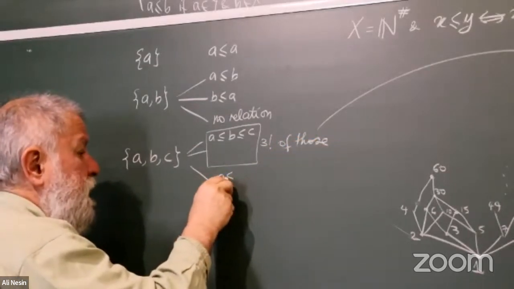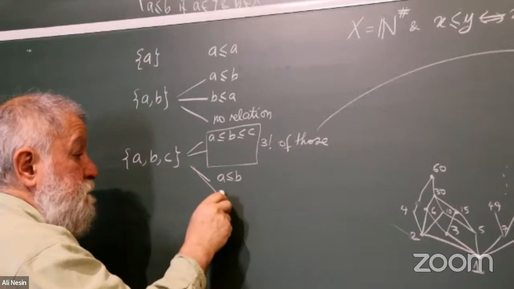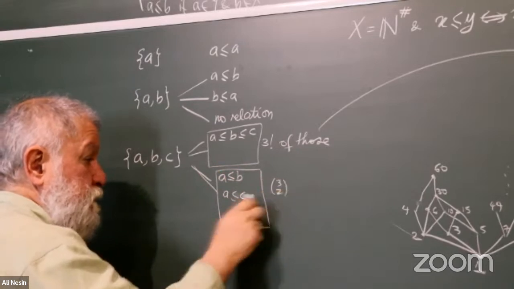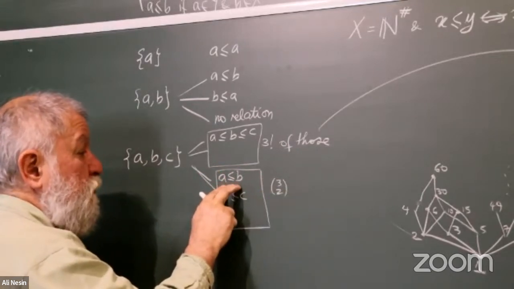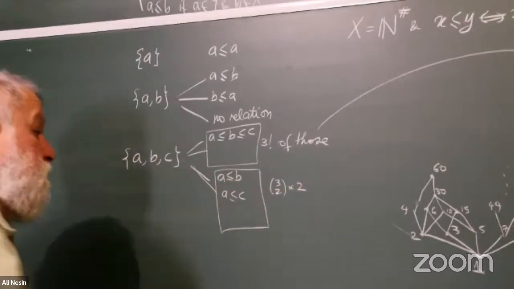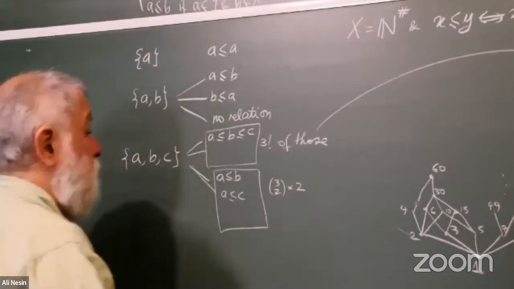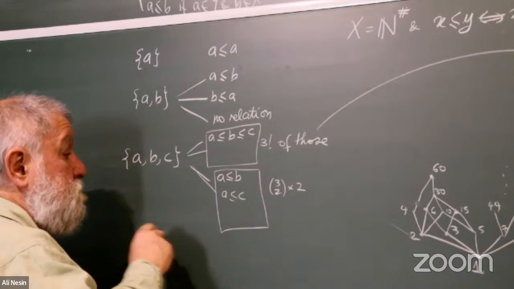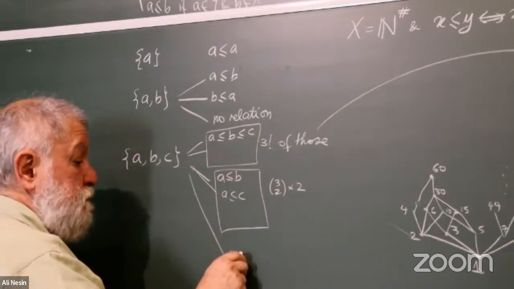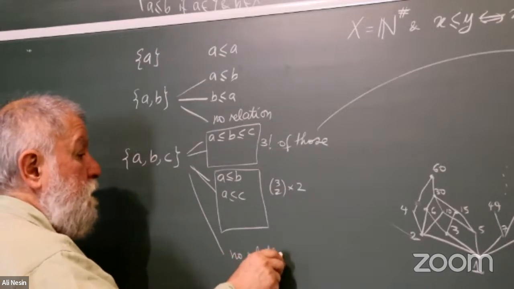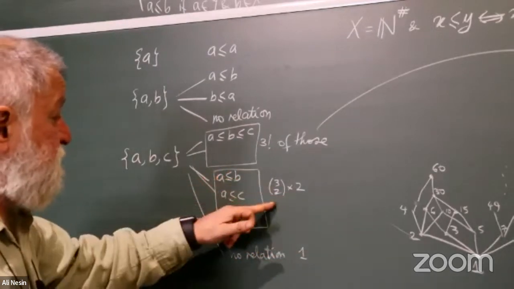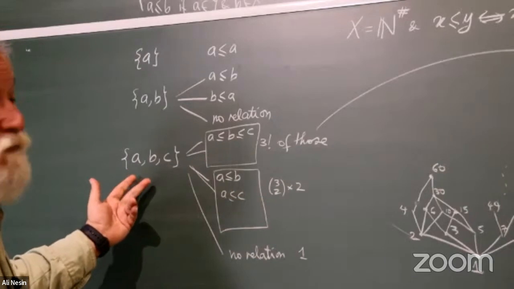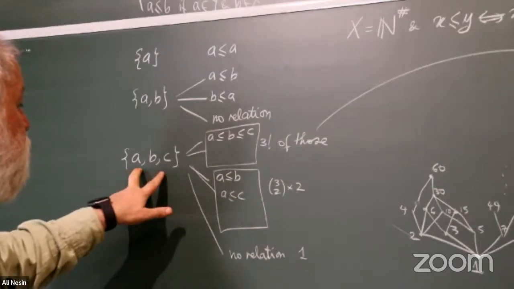You can just compare A and B, and you don't say anything about C. Of these, we have 3 choose 2. You choose 2 elements, but then you can make A less than or equal to B or B less than or equal to A, times 2. So it's 6 of them. And then you can say nothing. No relation. That's one of them. So 6 and 6, 12, 13 different partial orders on this.